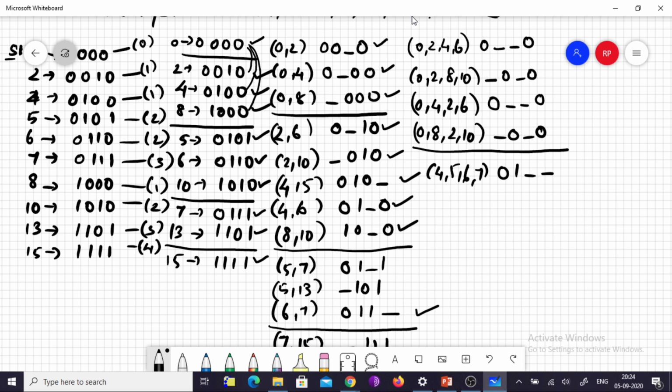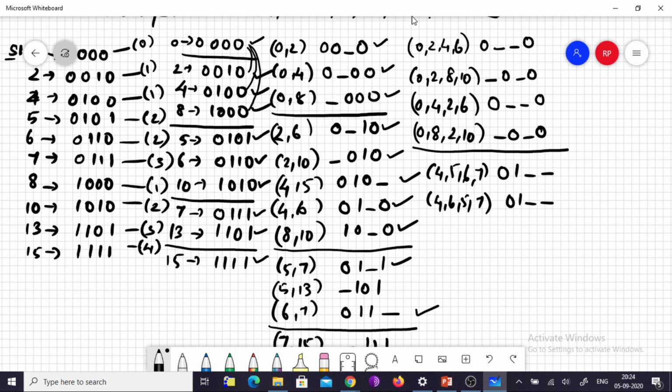Now moving further, 4, 6 compared with 5, 7, that is also a proper group. So 4, 6, 5, 7, that also gives us 0, 1, dash, dash. When you compare 4, 6 and 5, 7, the first two bits are same, third bit is also same, but the fourth bit is changing.